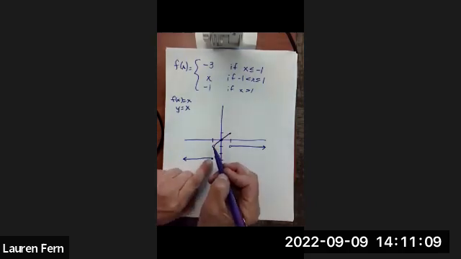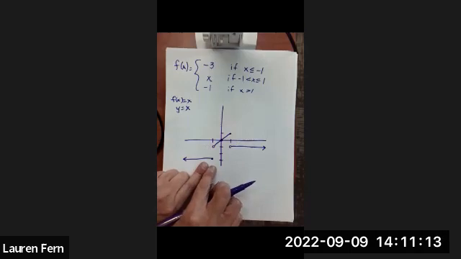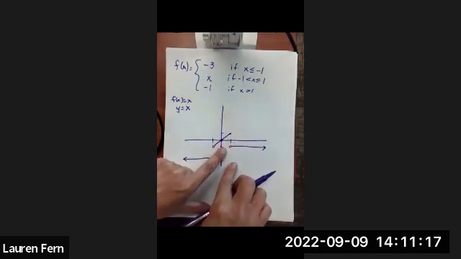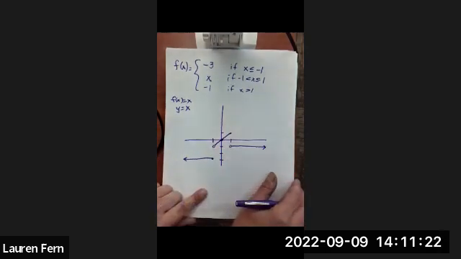Notice it's a good thing I have an open circle in one place because otherwise this would fail my vertical line test miserably. Same thing here. This would fail my vertical line test miserably. So it's important to keep track of where you have your open and closed circles. Does that help? That's awesome.